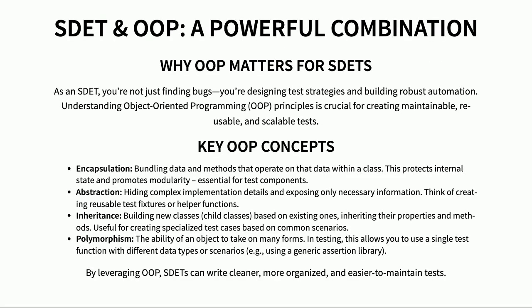Okay, let's talk about how object-oriented programming fits into the world of software development, engineering, and test. Essentially, understanding OOP principles like encapsulation, abstraction, inheritance, and polymorphism can really level up your testing game. Encapsulation helps us organize our test components so they're neat and protected. Abstraction lets us focus on what's important without getting bogged down in the details. Inheritance is fantastic for creating reusable test cases based on common patterns, and polymorphism allows you to write flexible tests that can handle various scenarios with a single function.